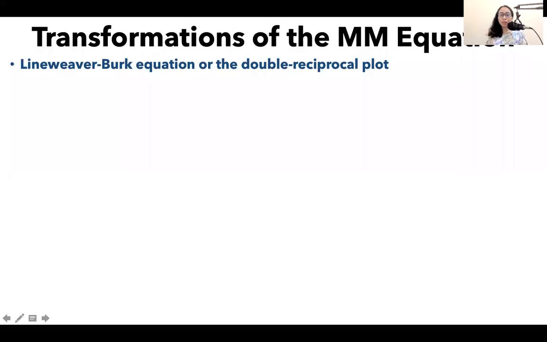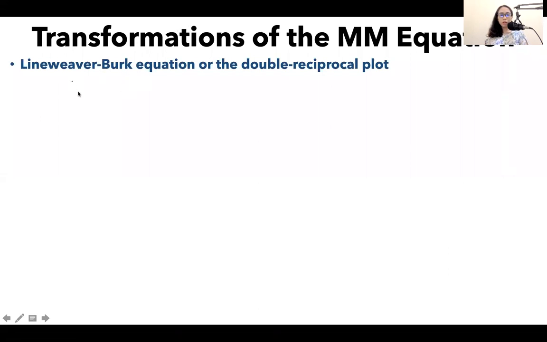The Michaelis-Menten equation can be algebraically transformed into more convenient forms, convenient in terms of plotting experimental data. The first of these, which is actually the most popular transformation of the Michaelis-Menten equation, is the Lineweaver-Burk or the double reciprocal plot.